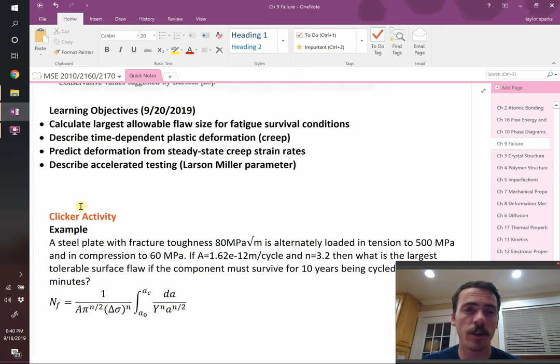We didn't quite finish a calculation of how to figure out the largest flaw size tolerable for some sort of fatigue survival condition, so we'll start with that. And then we're going to turn our attention to the phenomenon known as creep in material science, which is time-dependent plastic deformation. We'll then predict deformation from steady-state creep strain rates. And at the end of this lecture today, we'll go over accelerated testing using something called the Larson Miller parameter, which is pretty slick. Okay?